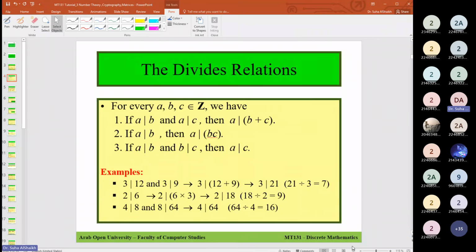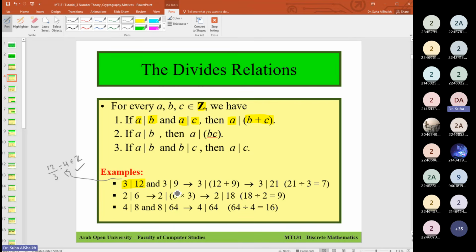Now we have some properties regarding this division. If I have A, B, C, all integers طبعا كلهم في الزد. If A divides B, and A also divides another number C, in this case A should divide the sum of B and C. So here we have 3 divides 12. ليش ال 3 divide the 12؟ لأن لو جيت هنا this is 12 over 3, this equals 4, which is an integer, so this is correct.